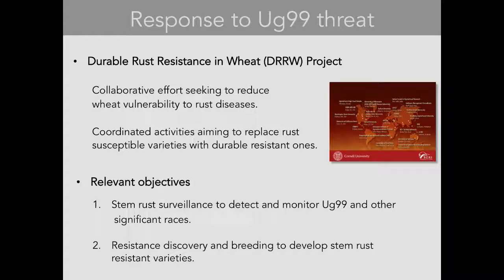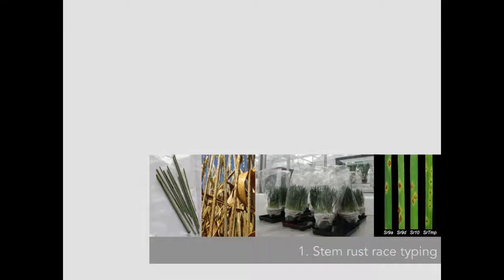And two of the relevant objectives under the DRRW umbrella were, first, to increase the stem rust surveillance to detect and monitor not only Ug99, but also other significant races. And second, gene discovery and breeding to develop stem rust resistant varieties. And in these two activities is where I have been working in the past years at the Cereal Disease Lab, and the results from this research are what I will be presenting today. So let's start with stem rust race typing.